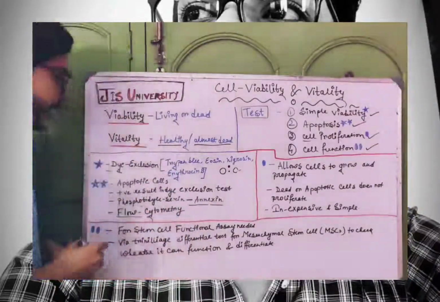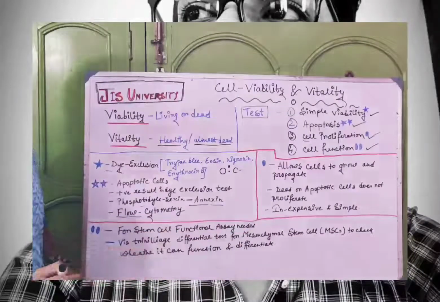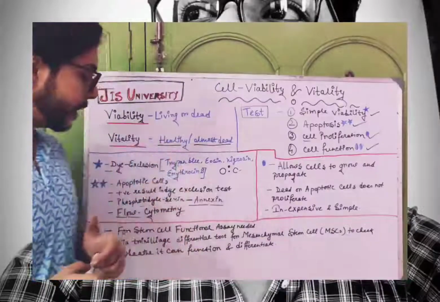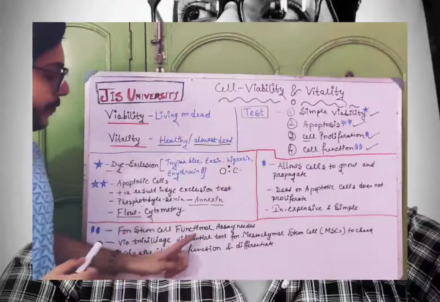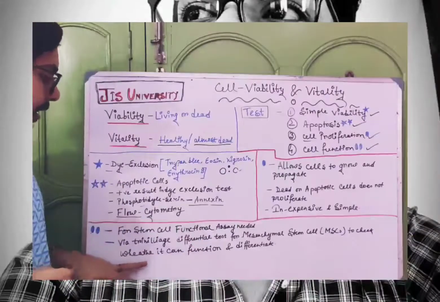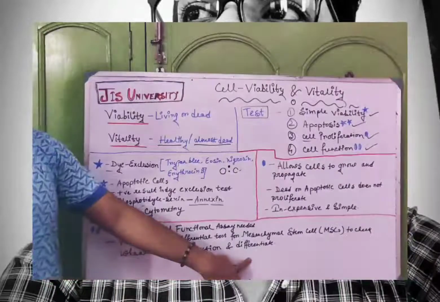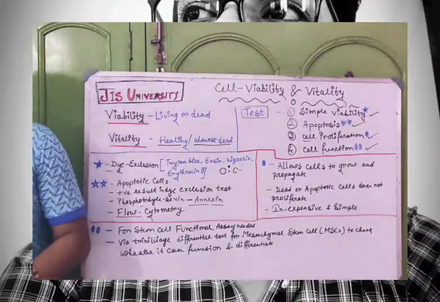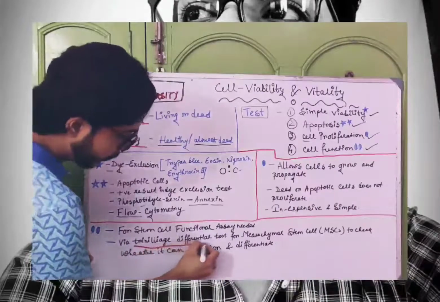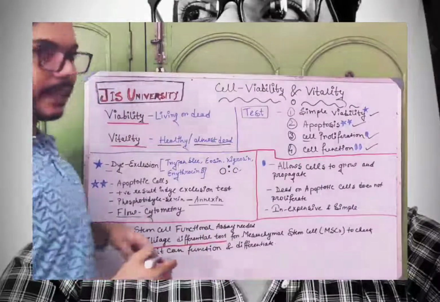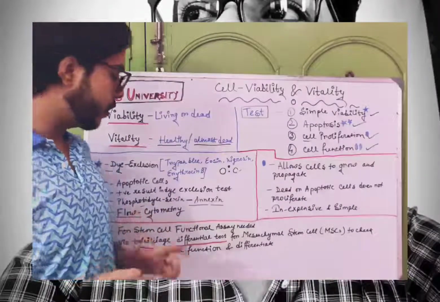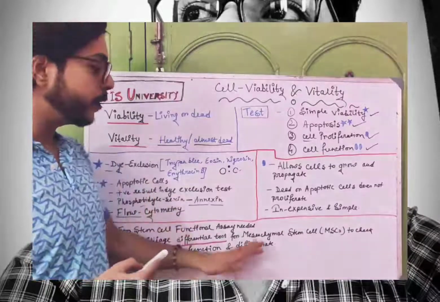So for stem cells, a functional assay is needed. This cell functionality test is done via the trilineage differentiation test for mesenchymal stem cells, to check whether they can function and differentiate. This is a type of test which is done to see whether that cell has the function to differentiate.